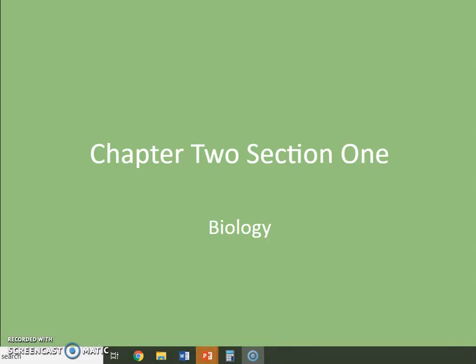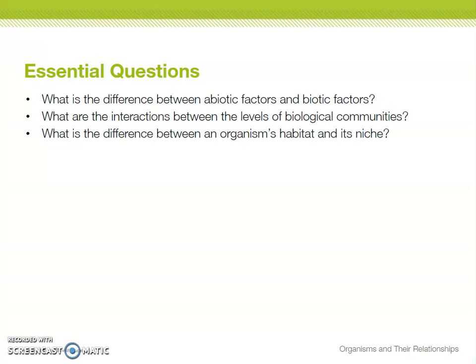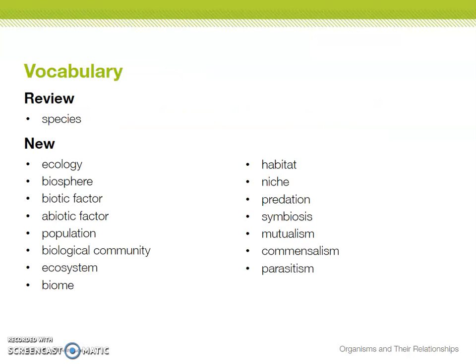Alright, hi guys. Today we are working on Chapter 2, Section 1. Our essential questions: what is the difference between abiotic factors and biotic factors? What are the interactions between the levels of biological communities? And what is the difference between an organism's habitat and its niche or niche? Either pronunciation is correct.